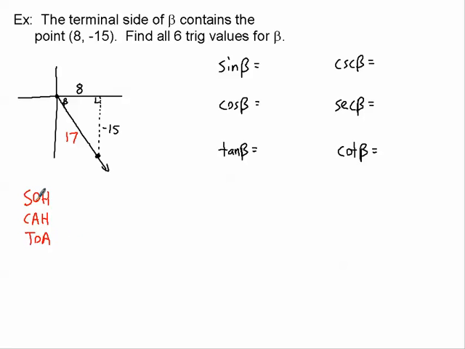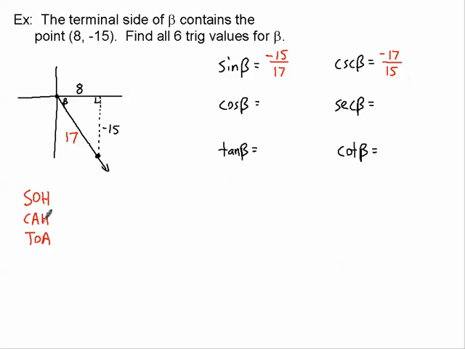Let's start with the sine. Opposite over hypotenuse. Opposite to where I am is -15. The hypotenuse is 17. So this is -15 over 17. The reciprocal to that, always keeping the negative in the numerator, please, is -17 divided by 15. I always like to float the negative into the numerator.